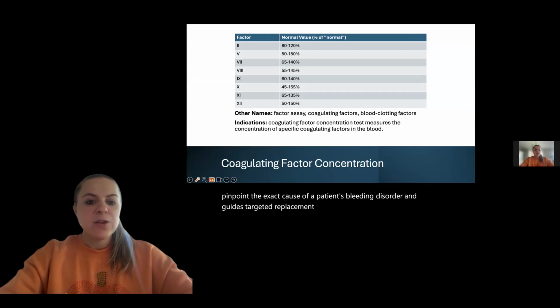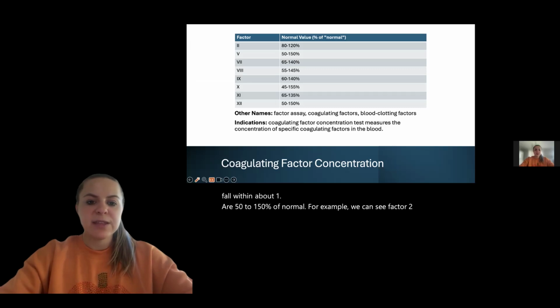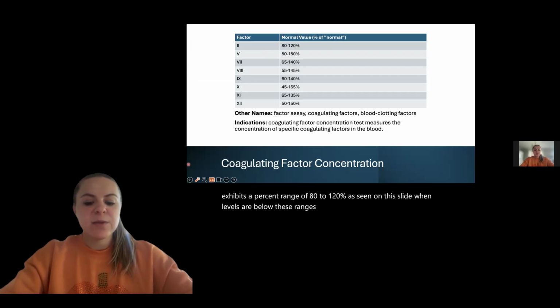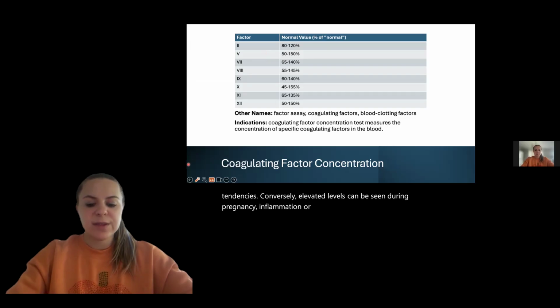therapy. Normal ranges for clotting factor concentrations vary, but generally fall within about 50 to 150% of normal. For example, we can see factor 2 exhibits a percent range of 80 to 120%, as seen on this slide. When levels are below these ranges, patients may present with bleeding tendencies. Conversely, elevated levels can be seen during pregnancy, inflammation, or oral contraceptive use.